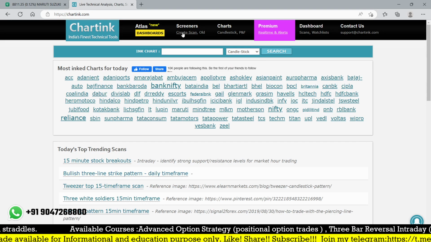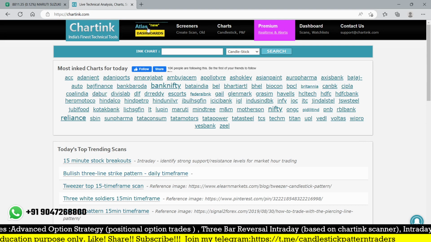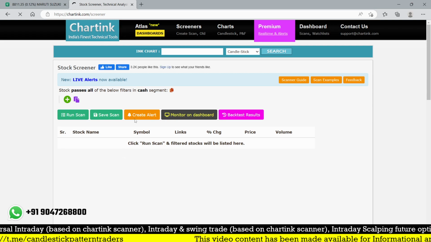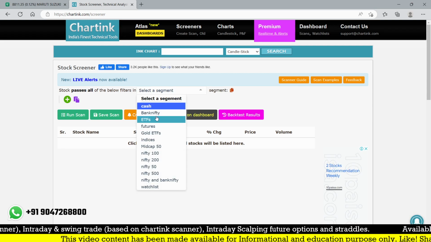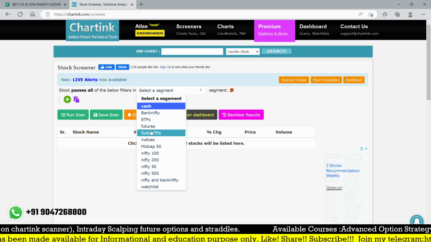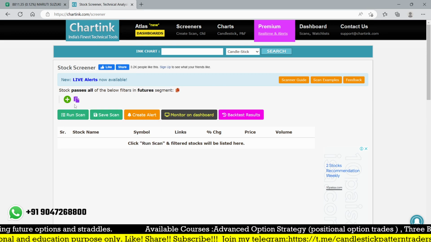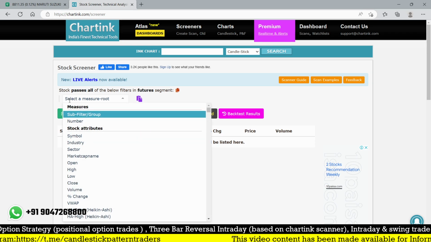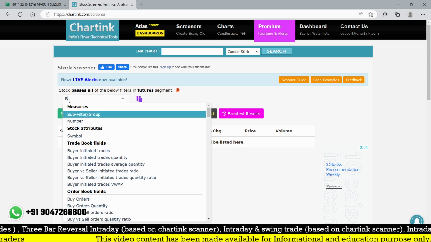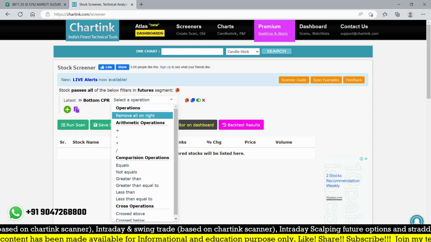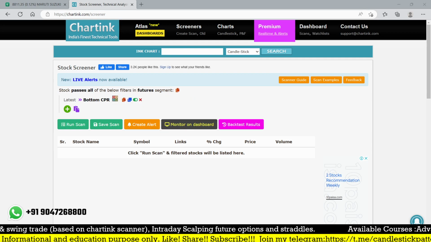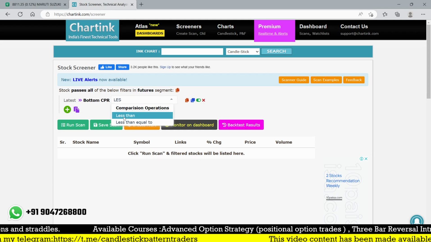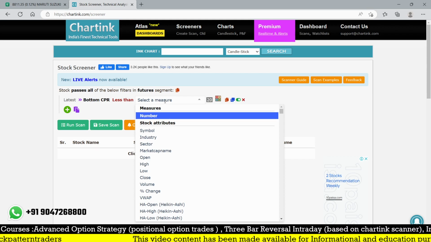Okay, simply I'm going to create the scanner for tomorrow. I'm going to create a scan, inside Camarilla, inside CPR. The Camarilla is also one of the best methods which you can use. I'm always focusing on futures stocks and the conditions, because you can see a lot of conditions I don't go for. I'm going to use a simple condition: bottom CPR. Latest bottom CPR must be less than 1 day ago top CPR.